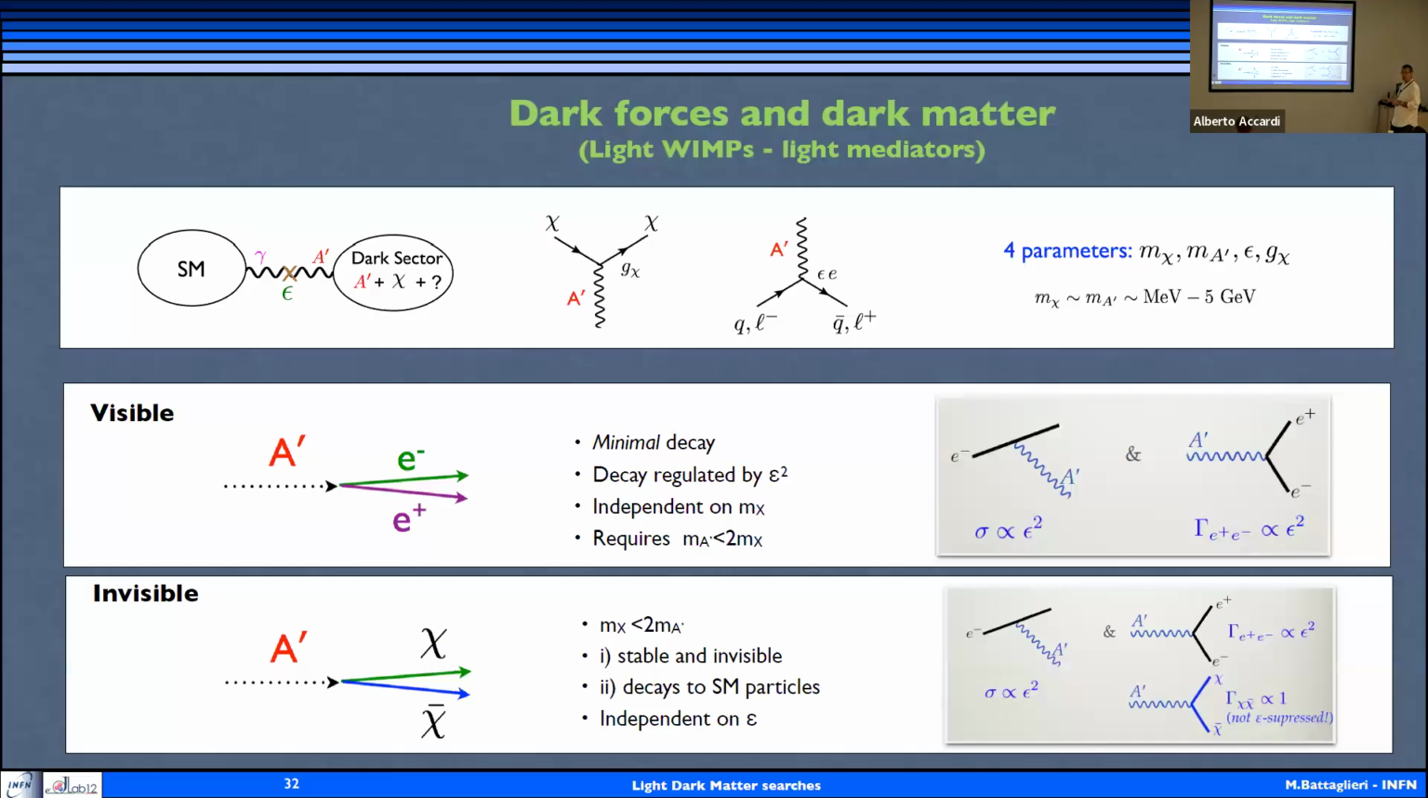Now let's move to invisible. So this was the visible. So we're assuming that you have an A prime that decays to e plus e minus. But for any reason, the A prime doesn't couple so strongly to e plus and e minus, or couples in a weird way.